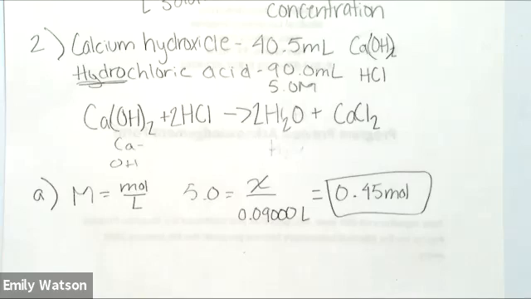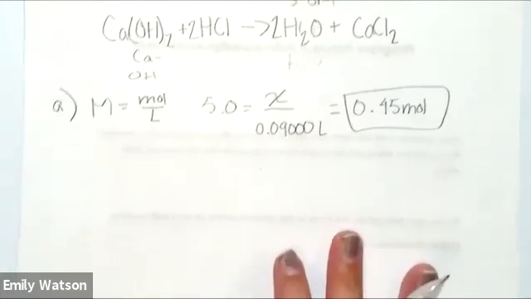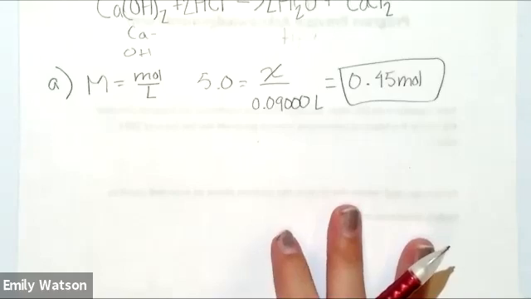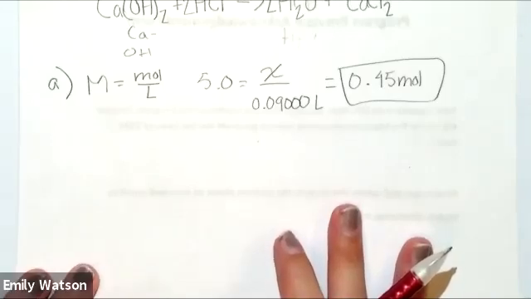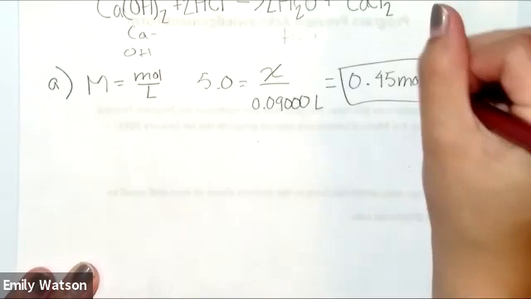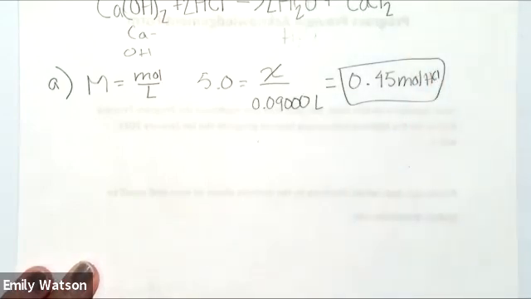My advice, especially with the atoms, is even if it's something as simple as milliliters to liters, just go ahead and show it, just jot it down so you protect yourself. Right. Okay, so we have 0.45 moles. Oh shoot, I should label this hydrochloric acid.